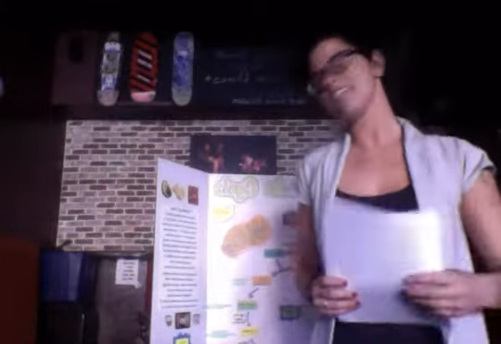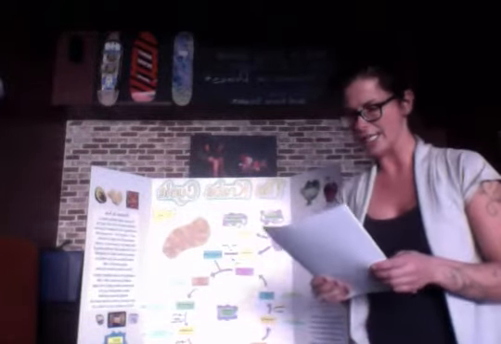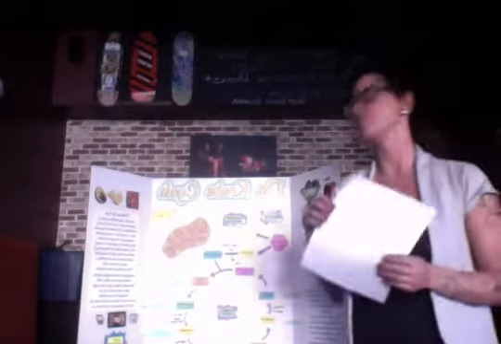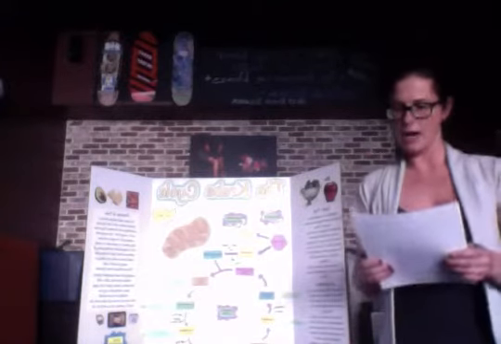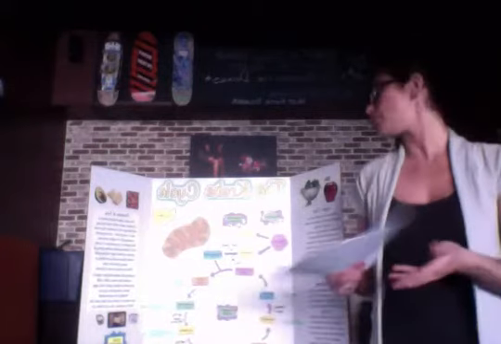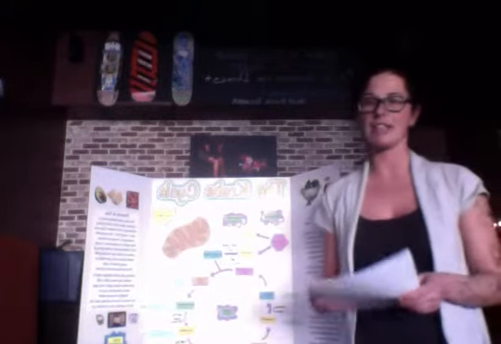Hi, I'm Adrienne, and I'm going to talk to you today about the middle process of cellular respiration called the Krebs Cycle. Cellular respiration is the process by which food is turned into fuel and energy for your body. Your energy is in the form of ATP, which is adenosine triphosphate, and that makes energy for your body.